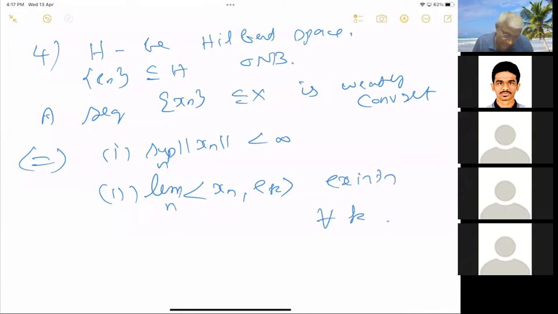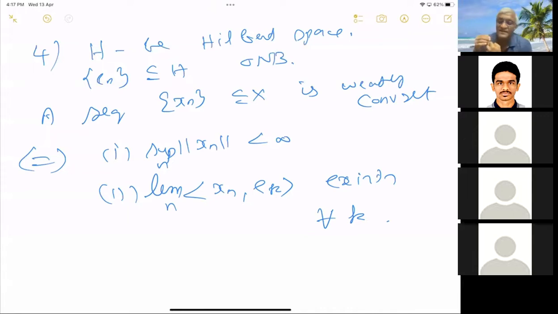The assignment would be very easy if I said that xn converges to some x, if the supremum of the norm of xn is less than infinity, and the limit of the inner product of xn with ek equals the inner product of x with ek. If I said that, that's very easy. Here I am saying something slightly more complicated. That is, if something is weakly convergent, then this happens. So you have to think a little bit. I am only assuming the limit exists here.